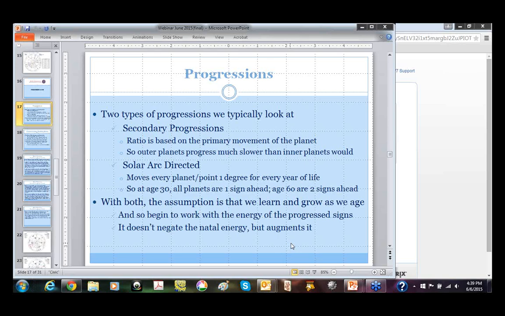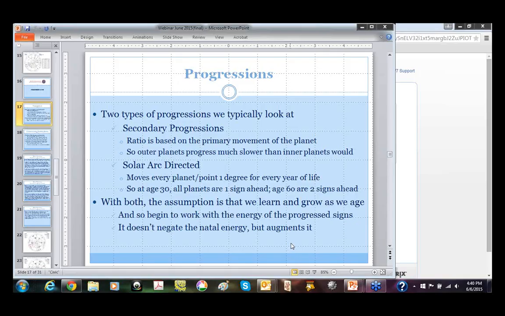So basically there are two kinds. One is called a secondary progression, and the other is called a solar arc directed progression. So the secondary progression is based on the movement of the planets. So naturally, the slower planets are barely going to move. They're moving so slowly. The inner planets are going to move faster. So they're going to move much, much faster. That's all we need to know for the moment.